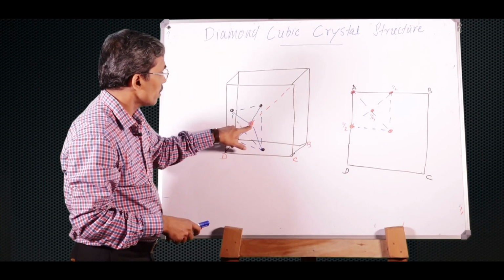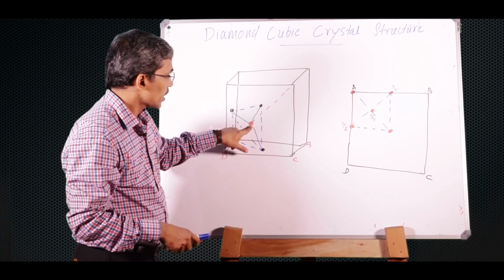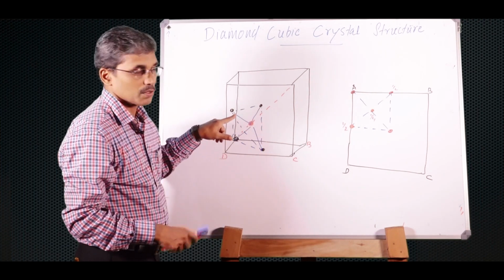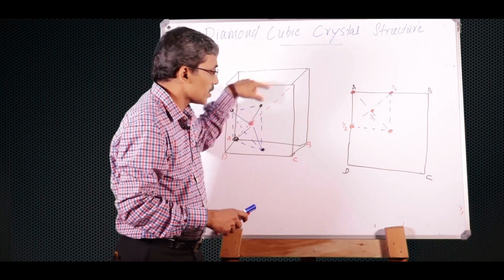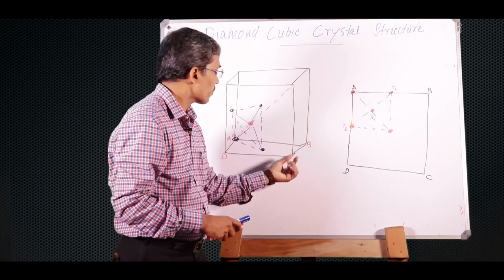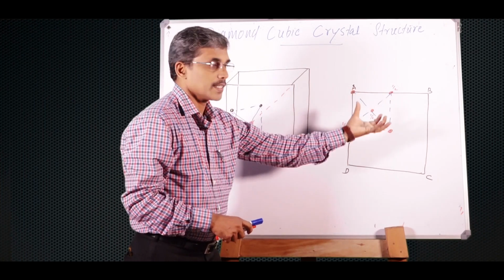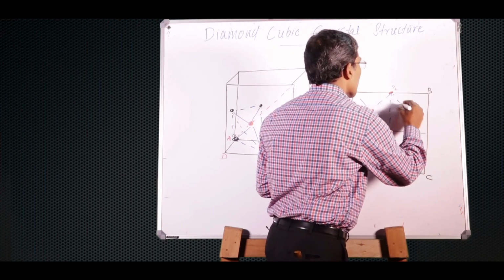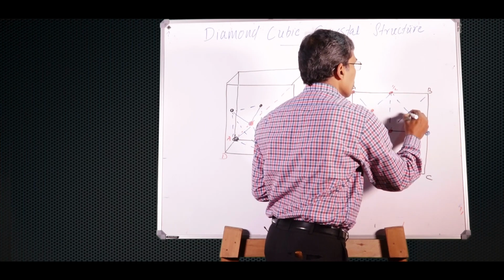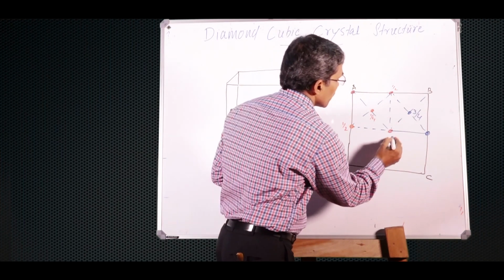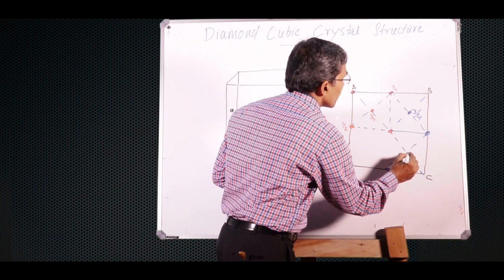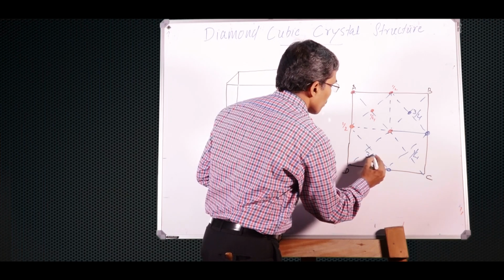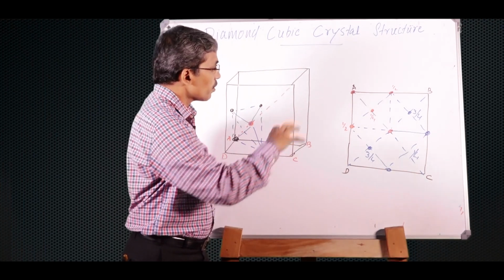Of these four regular tetrahedra, one will have its centroid at 1/4, the next at 3/4, the next at 1/4, then again at 3/4. Because these atom positions are cyclically on the diagonal at distances 1/4, 3/4, 1/4 and 3/4 from the corner position, we will have four different tetrahedra inside. So here also we will have an atom, this will be at 3/4 above. Then here also, this will be at 1/4 above, and here we will have one that is 3/4 above. So we will have one atom here. So we will be having four regular tetrahedra.